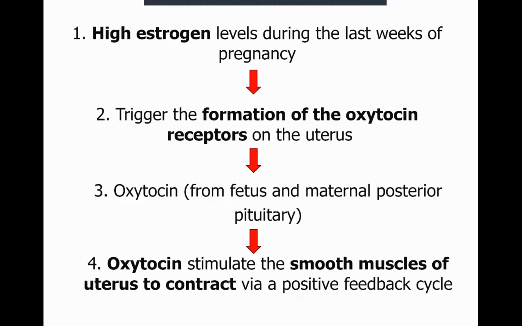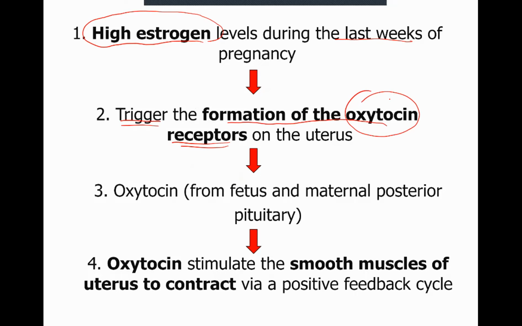Okay, now how are hormones involved in the process of parturition? Okay, so in the last week of pregnancy, hujung minggu-minggu nak bersalin tu, minggu 38, 39 semua tu, alright, there will be a high level of estrogen. Okay, high level of estrogen during the last weeks of pregnancy. So the high estrogen level triggers formation of oxytocin receptors on the uterus. So high estrogen induces the formation of oxytocin receptors on the uterus.